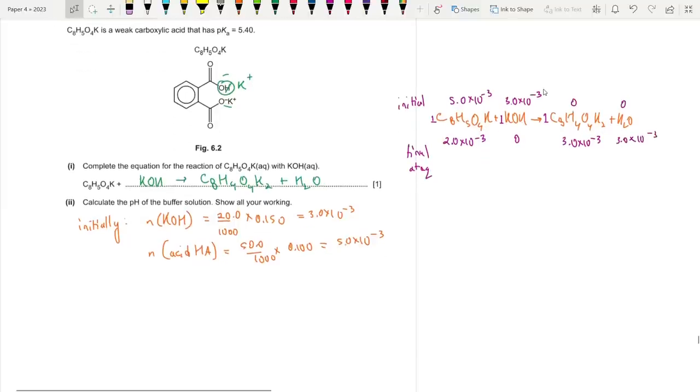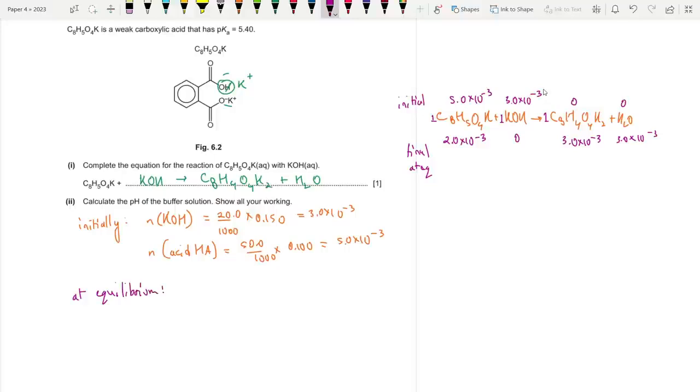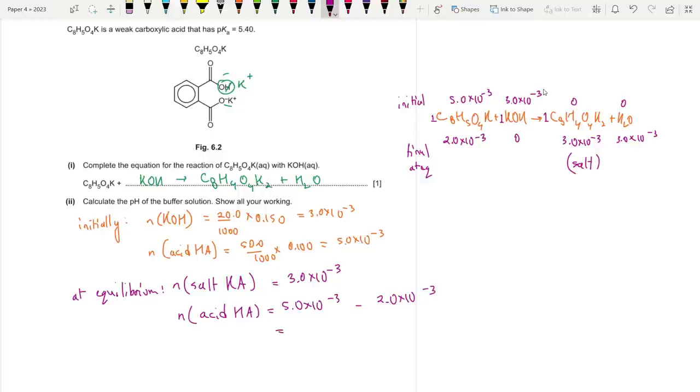Fine. So let's do this. Now at equilibrium, what do we get? This is a salt, right? So moles of the salt is also 3.0 into 10 power minus 3. It will increase by the same amount. And the moles of the acid HA is 5.0 into 10 power minus 3 minus the moles of base, 3.0 into 10 power minus 3, because they react in a 1:1 ratio. Sorry, 3.0 into 10 power minus 3. We get a final answer of 2.0 into 10 power minus 3, as I've written above.